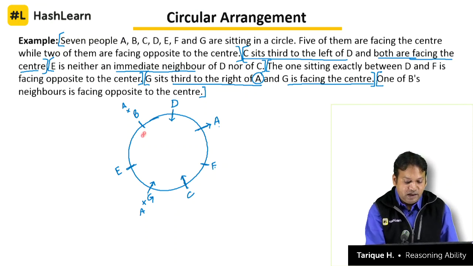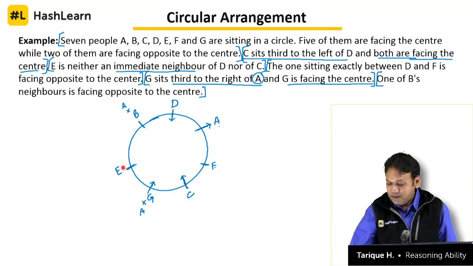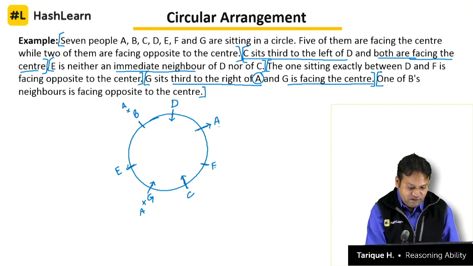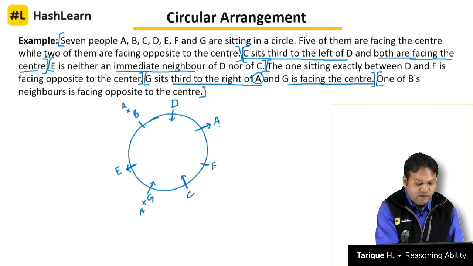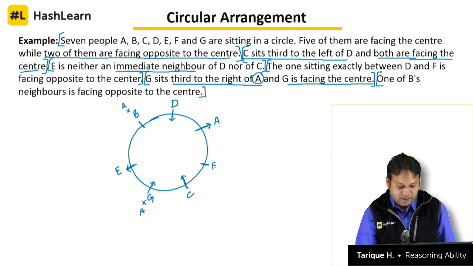One of B's neighbors is facing opposite to the center. D is facing towards the center. That means E must face opposite or away from the center. Let's do that. Okay, so E is facing away from the center. A is also facing away from the center. Two of them are facing opposite to the center. That means remaining 5 will face towards the center.